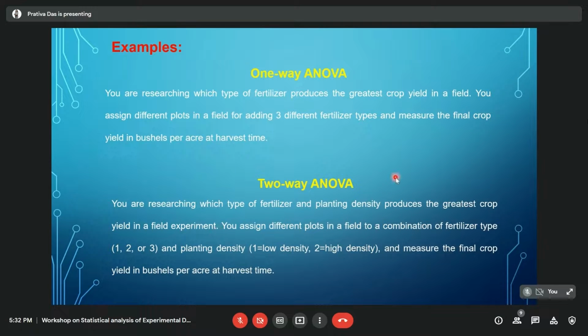Now consider another situation when you have two categorical variables, like you wanted to see how changes in the fertilizer as well as the planting density can change the yield of your final product. In that case you can use two-way ANOVA, because here you have 2 different categorical variables. So there are different techniques here.